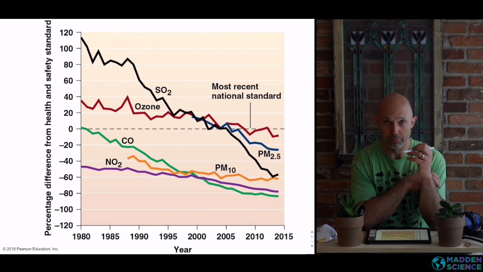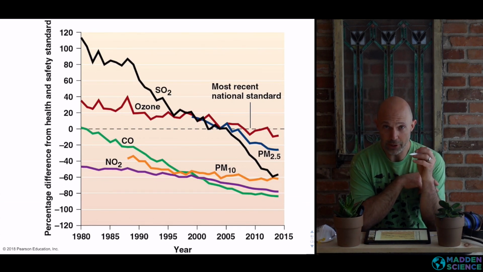And then our final note, it's a good one. The trajectory of air pollutants in the United States is going down. This is really good news. You can see from 1980 to 2015, a decrease in all of these. All right, next video, part B of this, is going to cover indoor and noise pollution.